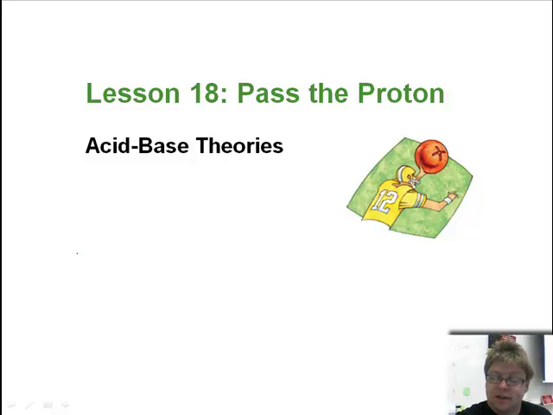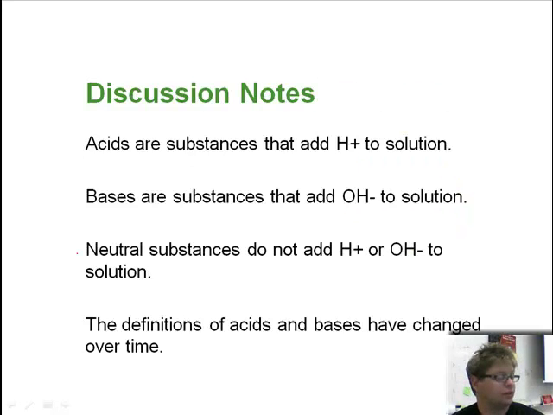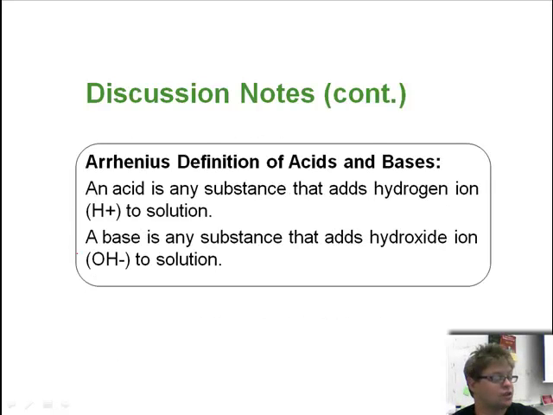Now, the acid-base theories, we talked a little bit about these theories here. Acids are substances that add H plus to solution, also called a proton. Bases are substances that add OH minus. Neutral substances do not add H or OH to solution, or the amount of H and OH is the same. The definitions of acids and bases have changed over time.